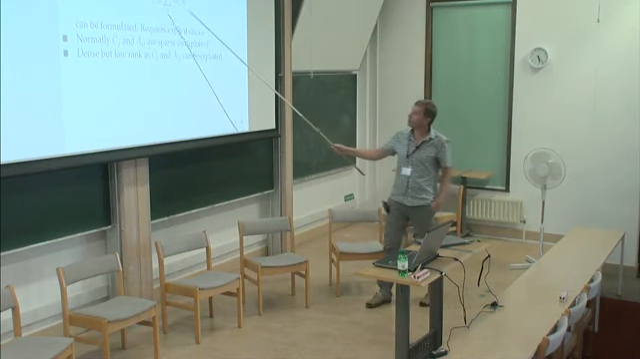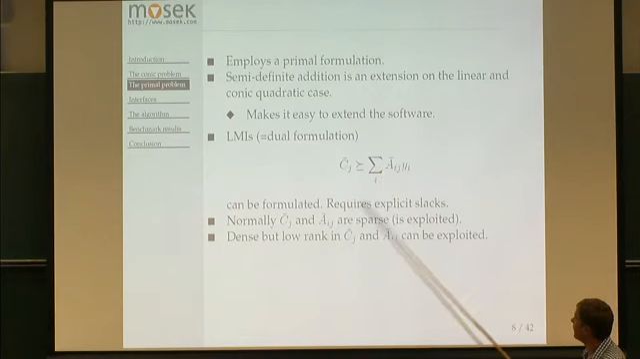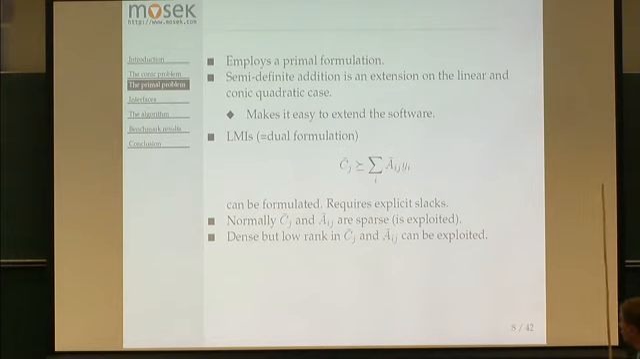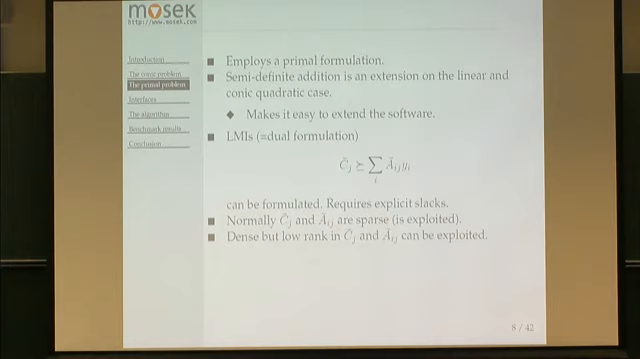Normally, the data matrices C bar j and aij are sparse, and we exploit that in MOSEK. These could potentially be completely dense but low rank, and that could be exploited, but currently there's no way of telling MOSEK that these matrices are dense low rank matrices. But we may add that at a later date if that turns out to be important in practice.